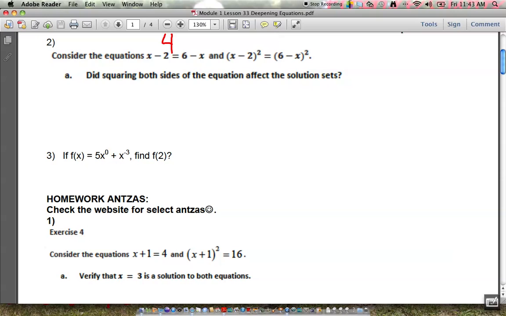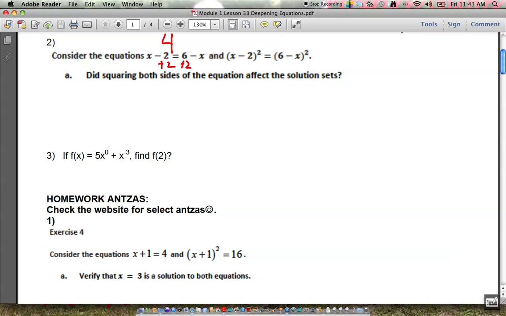Everybody get 4? Yeah. Okay. What's that? Isn't it negative 2? Yeah, but I'm going to add 2 to both sides. That makes 8. And then add the x, that's 2x. So 2x is 8. x is 4.